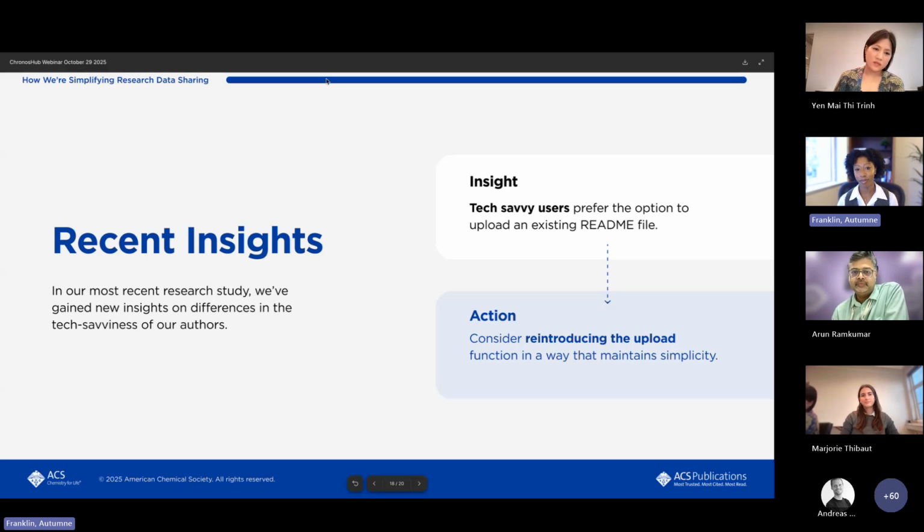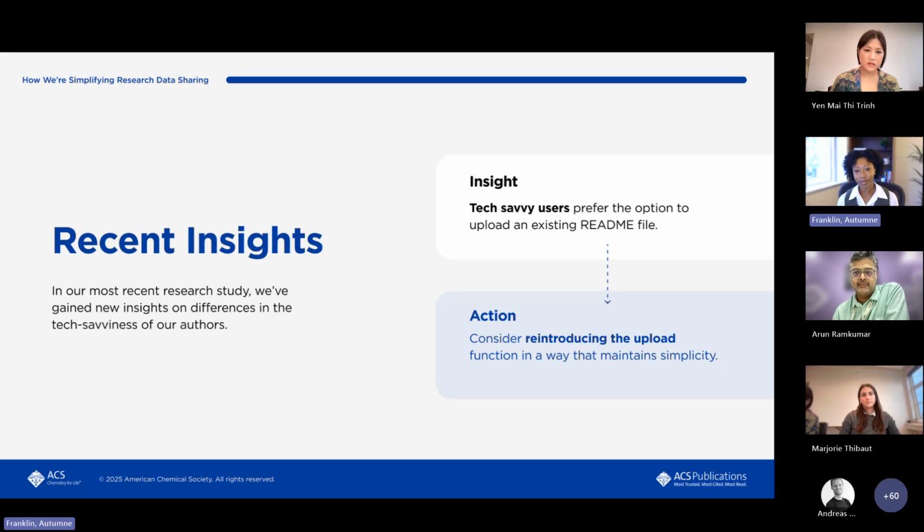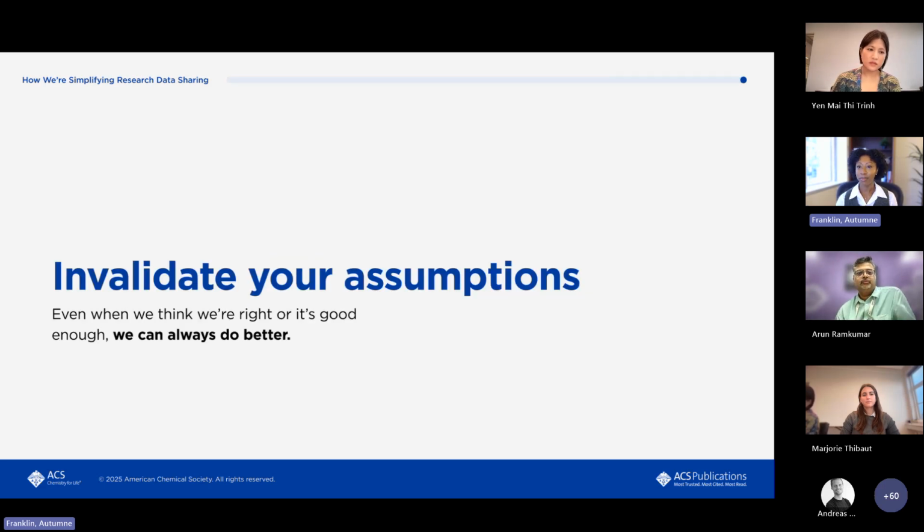That leads me into a recent insight that was sparked. We talk a lot about validating our assumptions, and that's what we do with user research, right? We have an idea, we want to go talk to people to make sure that we're right. But I think we should reframe that and make sure that we're wrong about something and validate our assumptions. So even when we think we're right or it's good enough, we can always do better.